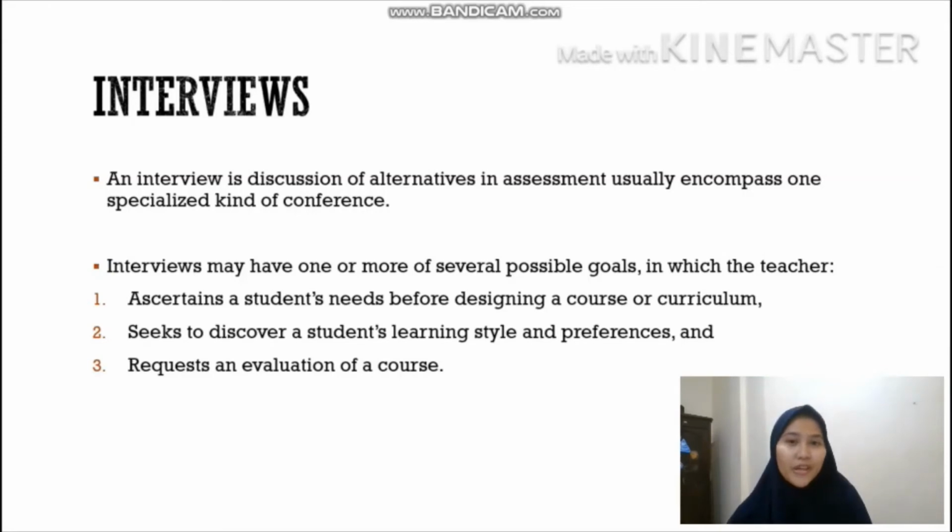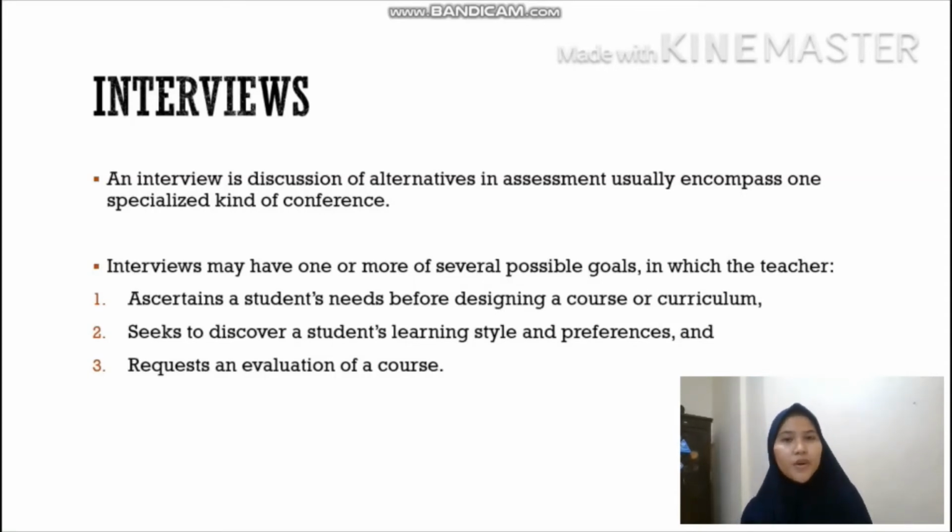Technically, an interview is a private meeting between people where questions are asked and answered. But in the discussion of alternative assessment, an interview usually encompasses one specialized kind of conference. Jadi ini adalah jenis lain dari konferensi.